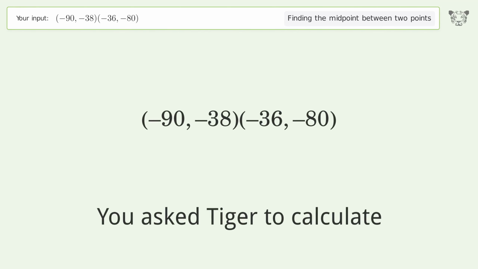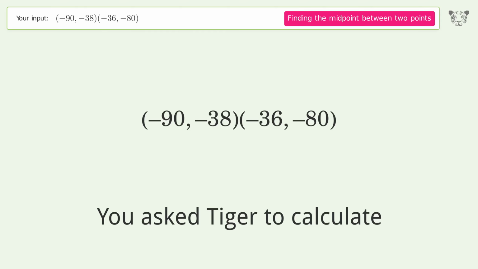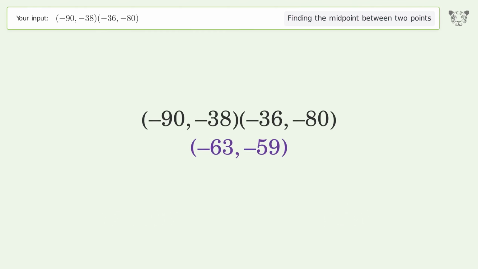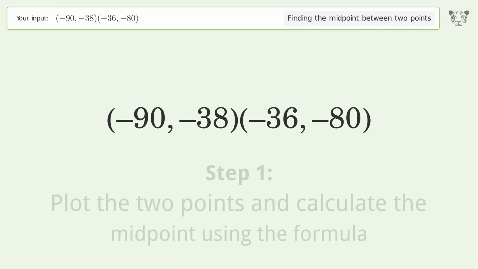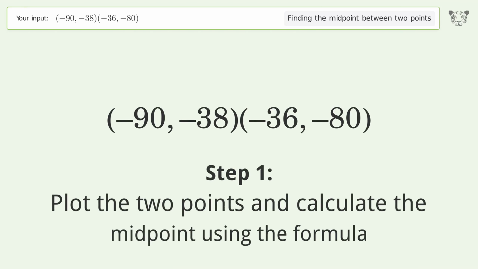You ask Tiger to calculate. This deals with finding the midpoint between 2 points. The midpoint between the 2 points is -63, -59. Let's solve it step by step. Plot the 2 points and calculate the midpoint using the formula.